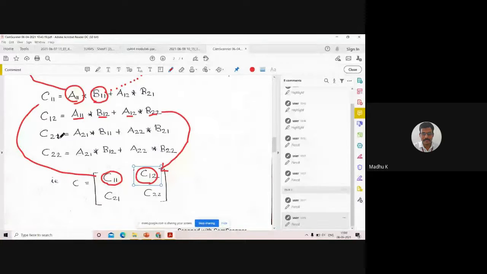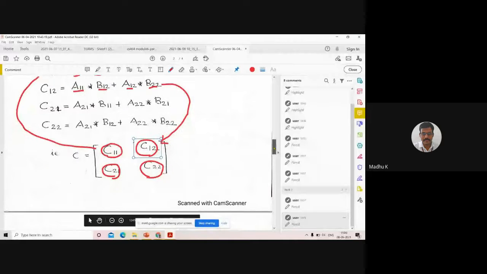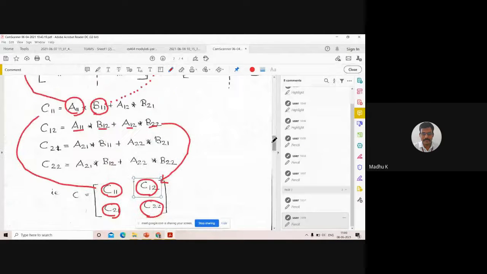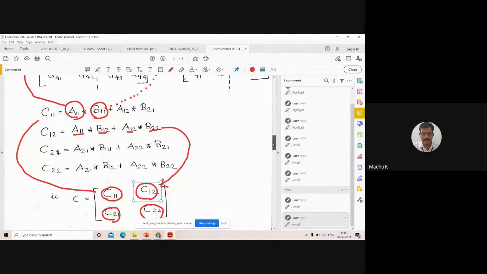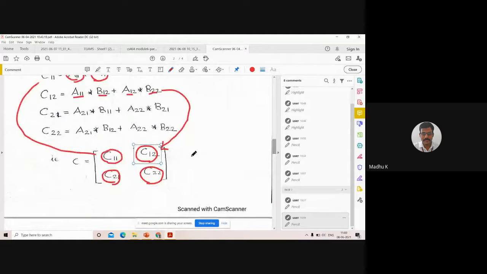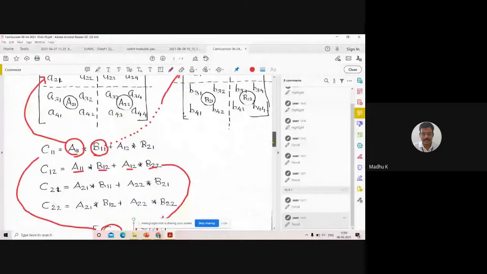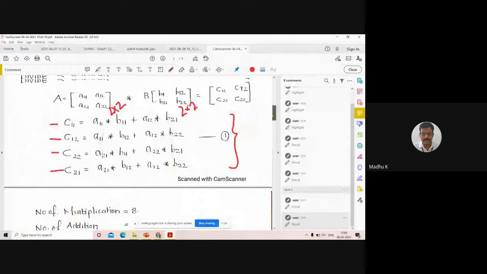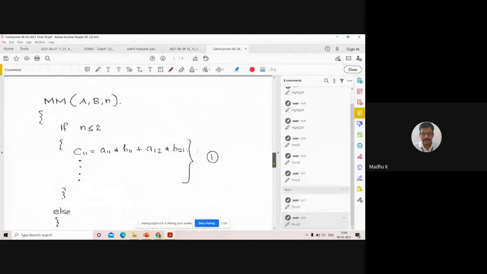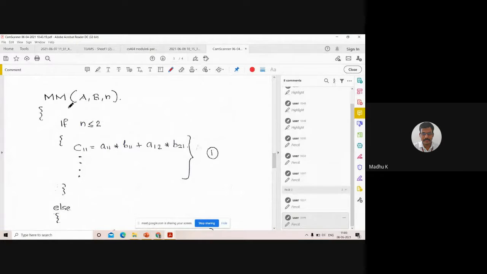Similarly, we will calculate C21 and C22 using these equations. Then we will get a matrix C. This is the procedure using the divide and conquer approach. So we can write this method in this way. For example, this is the algorithm.